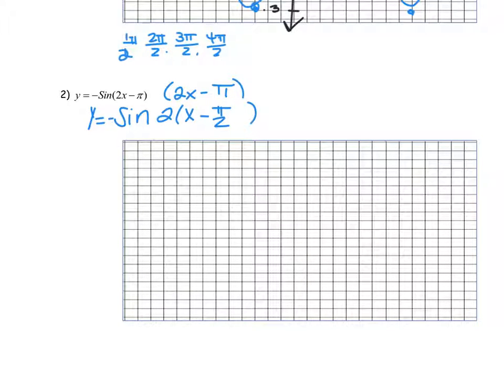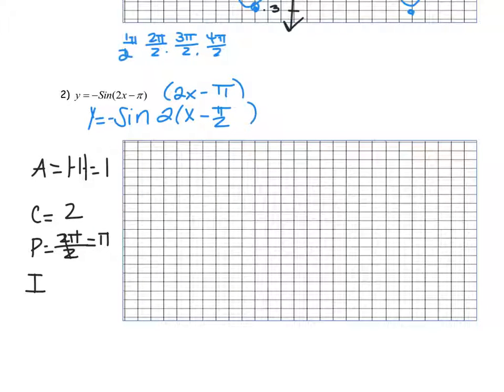So now my amplitude, my a, my c, my p, and my interval. My amplitude is the absolute value of negative 1, which is 1. My cycles is now 2. Period is 2 pi over b, where b is the number of cycles. So my period is pi. And my interval is my period divided by 4.